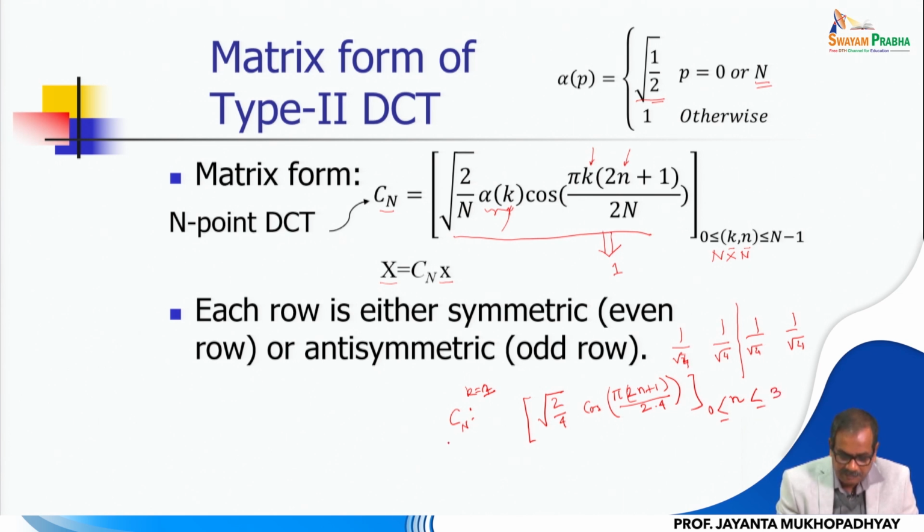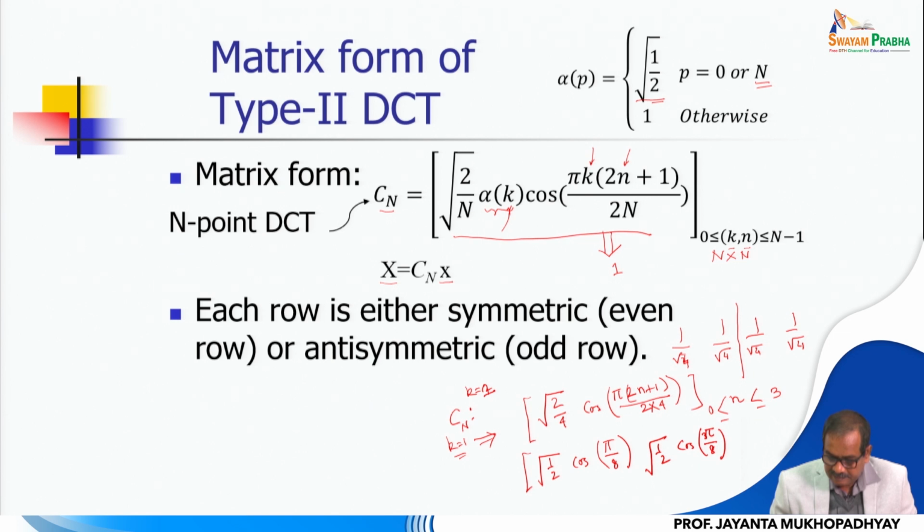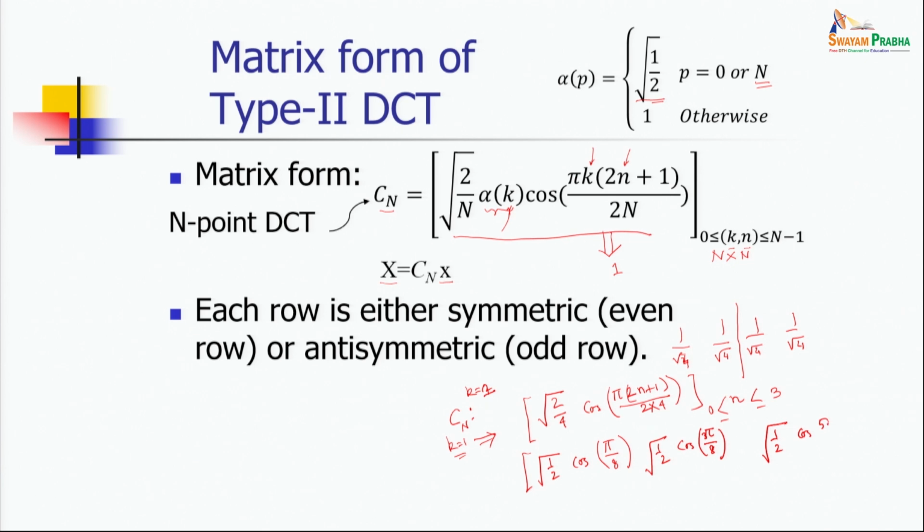So, for k equal to 1, that row can be described, only n would be varying, which means that root over half cos of, so first n equal to 0, so this is pi by 8, then let me write only a few elements, then root over half cos of, it would be n equal to 1, so 3 pi by 8, cos of 5 pi by 8, cos of 7 pi by 8.